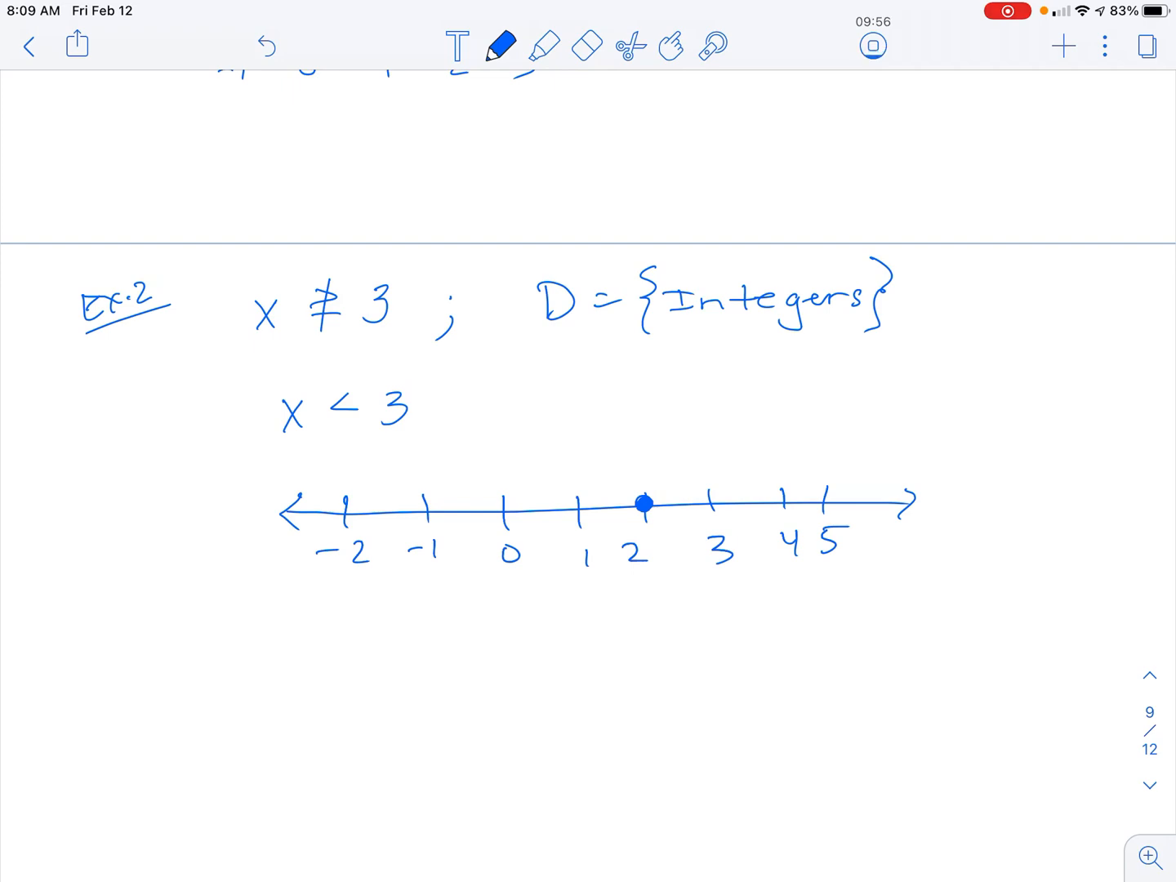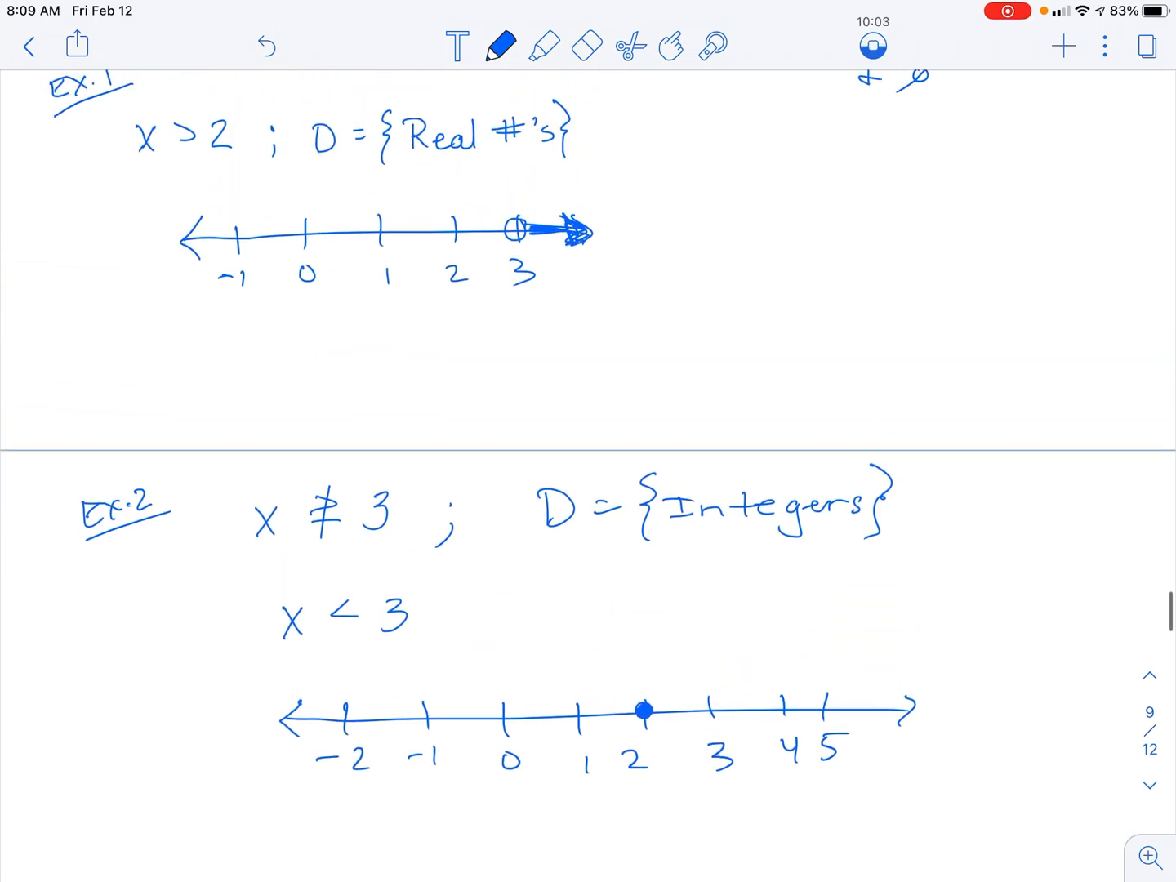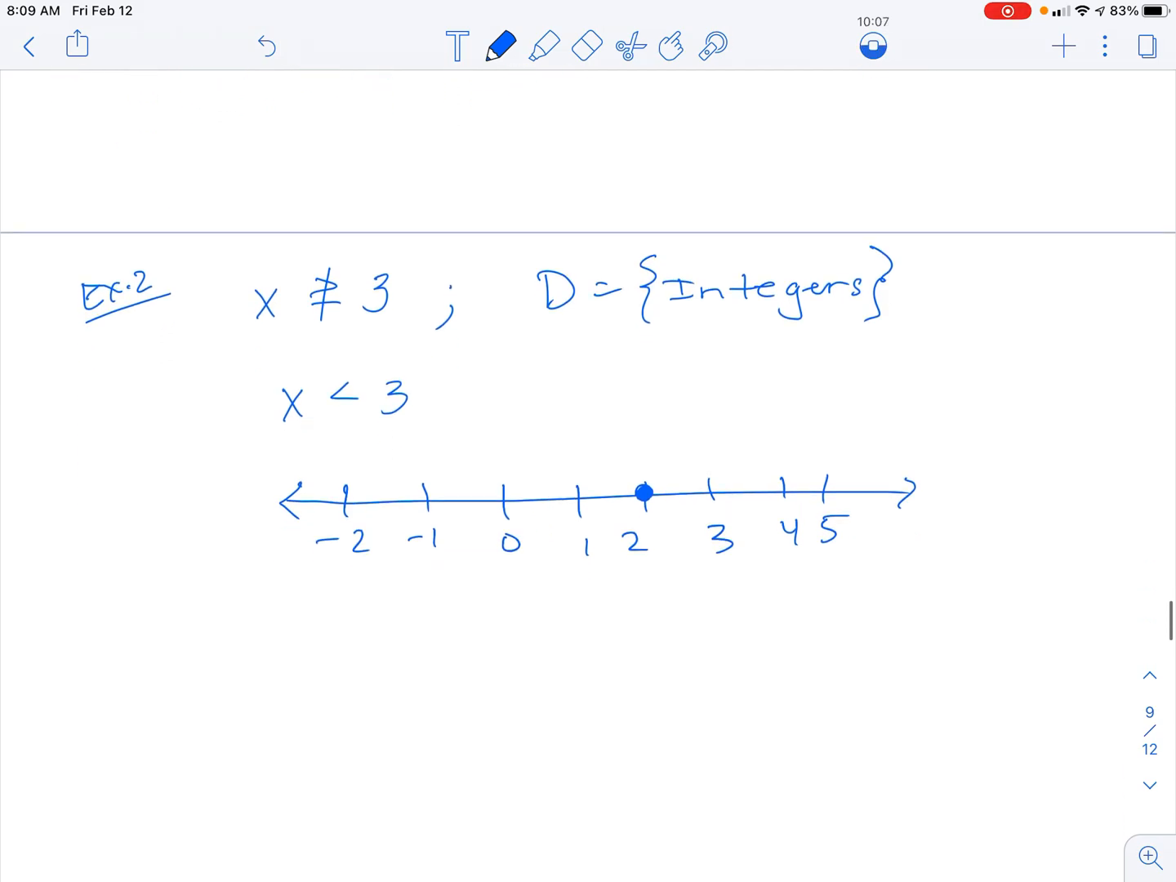Integers, again, all the whole numbers and their opposites and 0, but nothing in between. So I can't graph it the way we graphed up here with a continuous line, including all the real numbers, because integers are restricted to all the whole numbers, positive and negative, and their opposites, so negative and 0. So I can't graph anything in between.